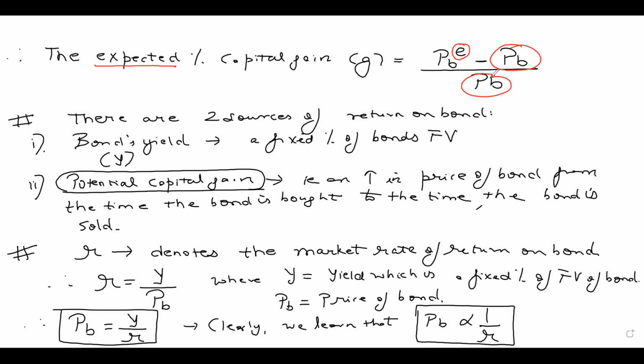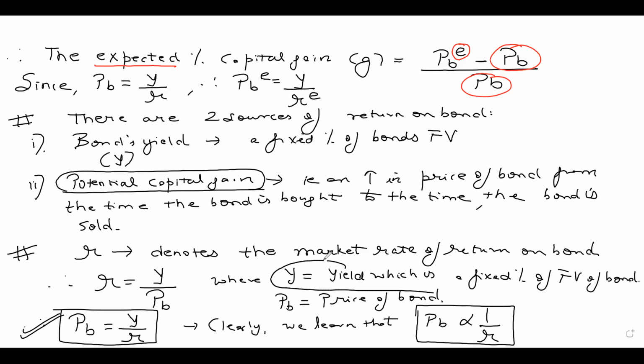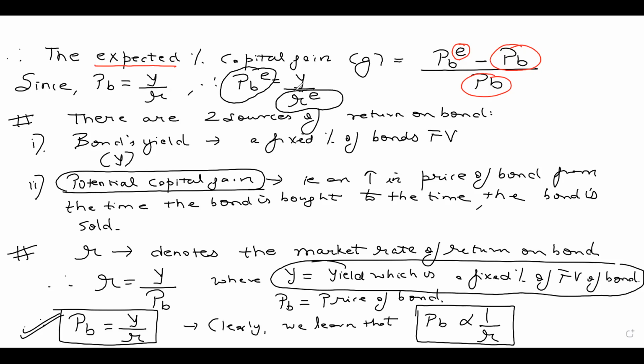Okay. And now all students can see that since actual price of the bond is nothing but the yield divided by the rate of return from the bottom equation, therefore expected price is nothing but the yield divided by the expected market rate of return. Remember guys, your yield is constant. Why? Because yield is a fixed percentage of your face value. Yield is not changing. So the price at which I expect to sell the bond in the future depends upon the expected market rate of return on bond in the future.